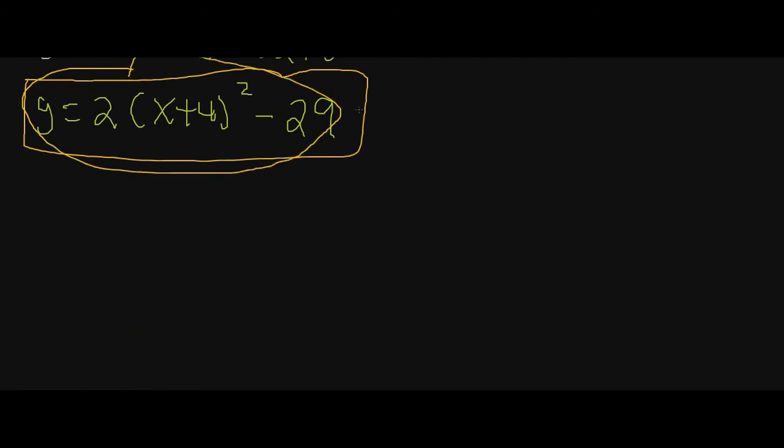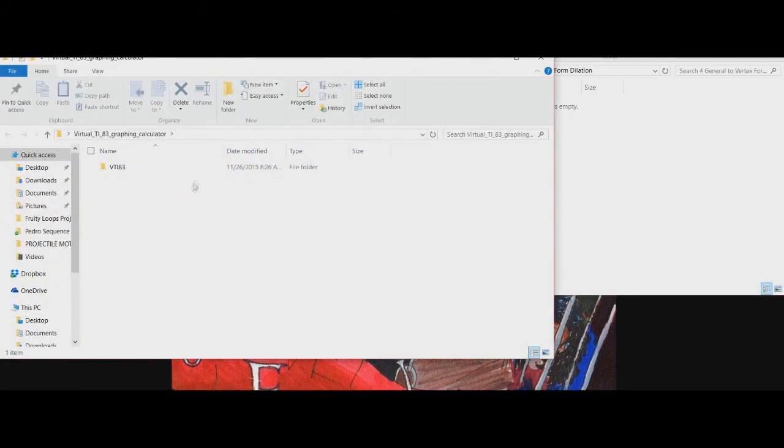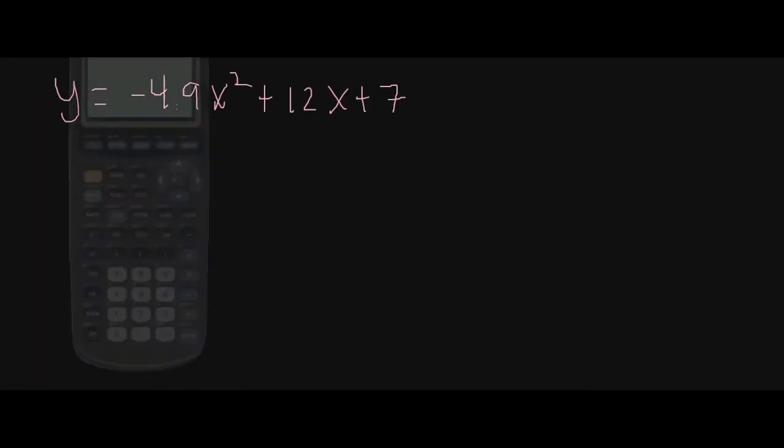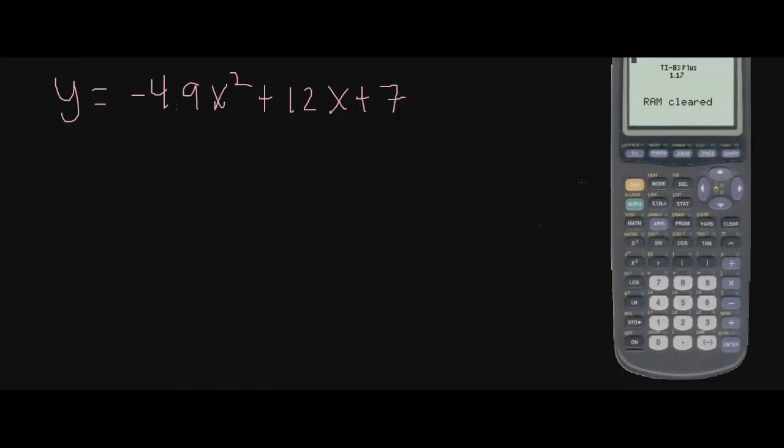All right. Awesome. Let's go ahead and do another one. Let's say y is equal to, I don't know, let's do something like negative 4.9x squared plus 12x plus 7, right? Something that's not going to be very nice, all right? This one's going to be a little tough because we're going to have to be working with decimals. So because that's the case, I'll go ahead and open up my graphing calculator because we're going to probably have to work with decimal numbers. So I'll keep that here just in case.